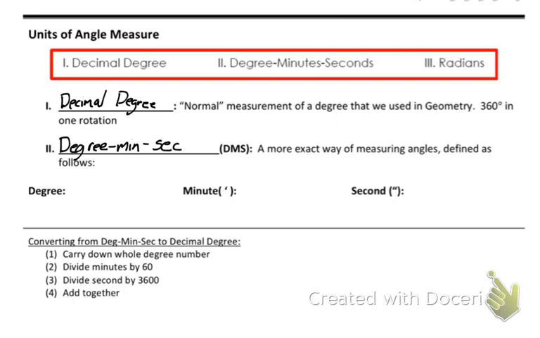The degree portion of our degree, minutes, seconds is just like the degree portion here. It tells me that we have 360 degrees in one full rotation. So the actual degree portion will be the same no matter which one we do. The only thing that's going to change is our decimals. Minutes is going to be 1/60th of a degree.